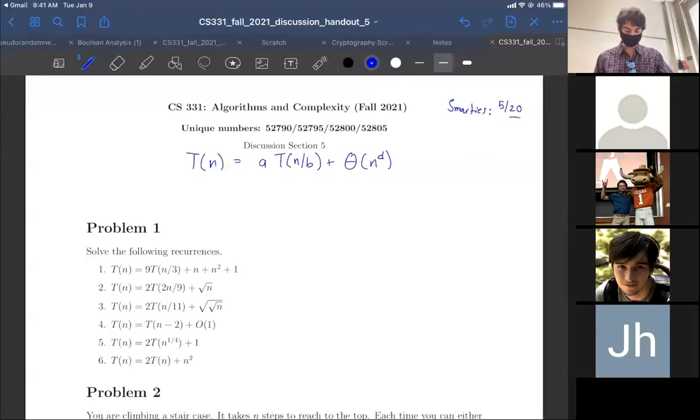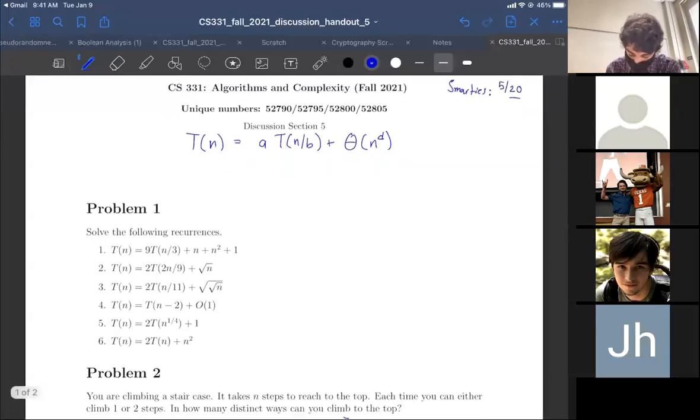So the master theorem. What does it say? Well, there are 2 steps here. There's a divide step where we divide into smaller subproblems and solve them. And then there's a conquer step where we stitch the divided subproblems back together.